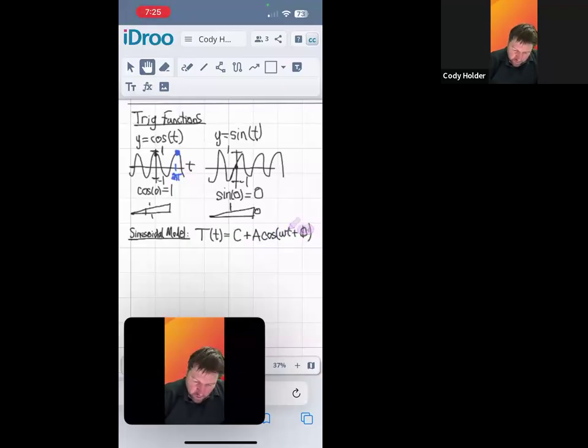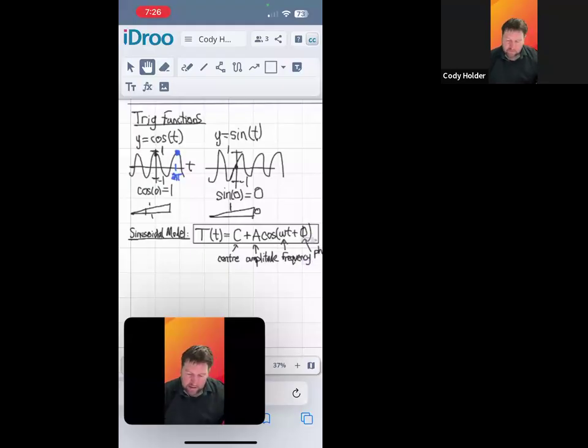Okay, this is the master formula for sinusoidal models, trying to model nature with trig functions. C is the center of the trig function, sort of like the middle of everything. I'll draw a picture in a second. A is called the amplitude of the model. Omega is called the frequency of the model. And phi is called the phase or the phase shift. It's just a shift to the right or to the left, right? And C is a shift up or down.